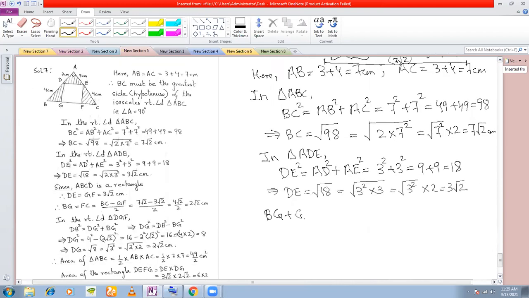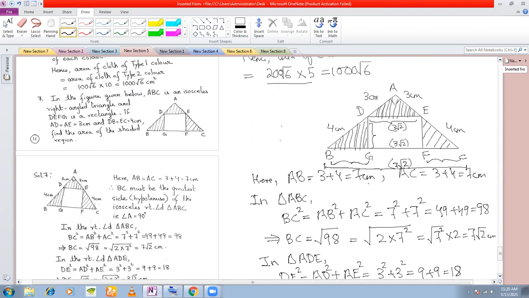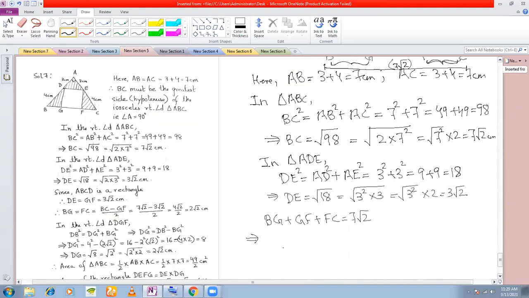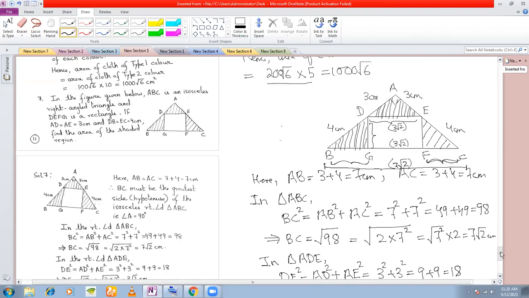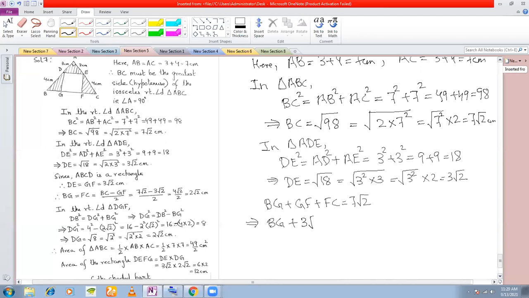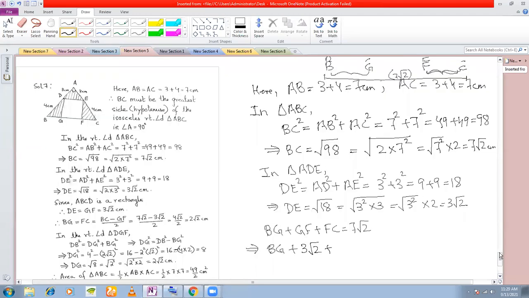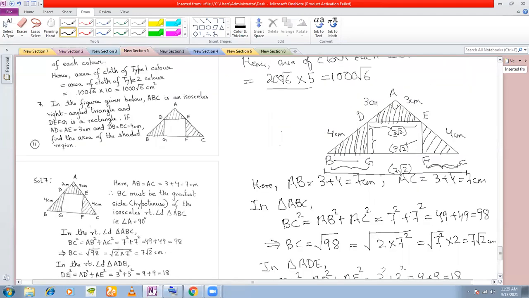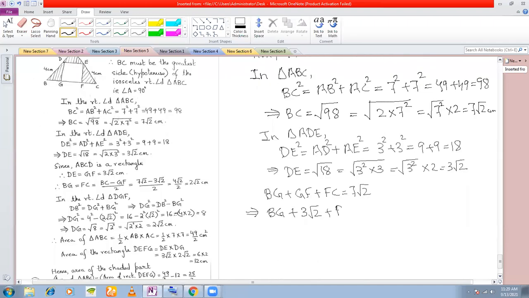BG plus GF plus FC must be equal to 7 root 2. Now this BG and this FC are equal, so what can you do? You can replace. You write BG as it is. GF length, how much have you found out here? 3 root 2. So you put it here, 3 root 2. And because BG and FC are equal, you see this length and this length are equal, so you can replace FC by BG.